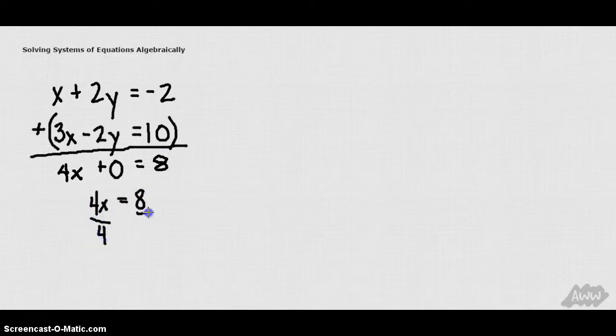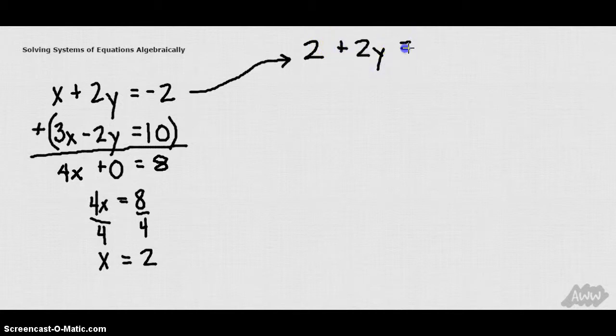Let's divide both sides by 4. We get x is equal to 2. Now that I know x is 2, I can plug it into either of these equations. We'll go ahead and plug it into the top one. Over here, we get 2 plus 2y equals negative 2. All I did was plug in my x for this x here.